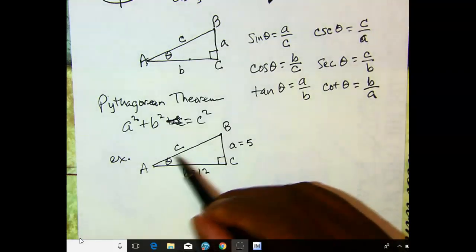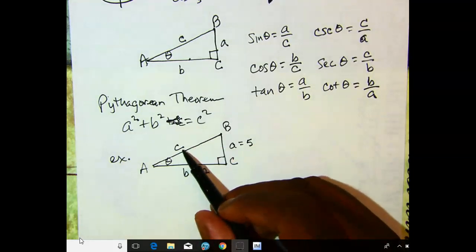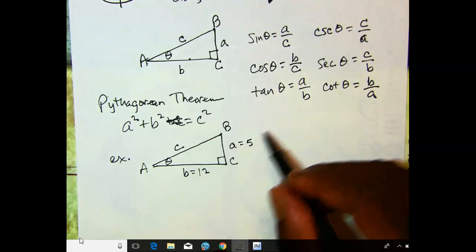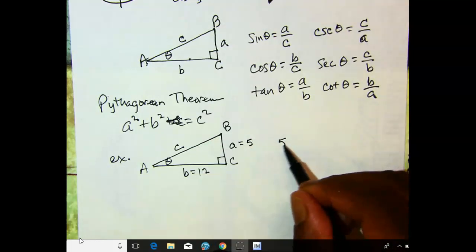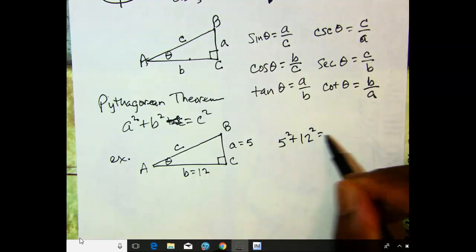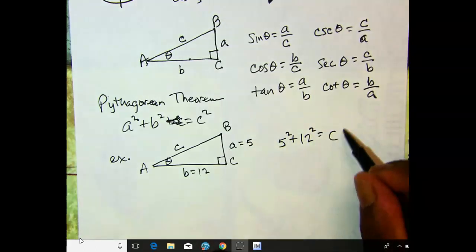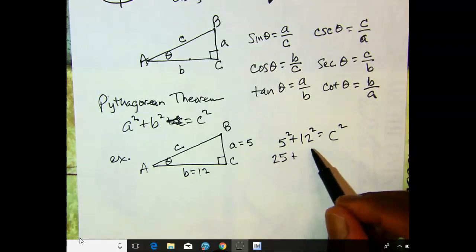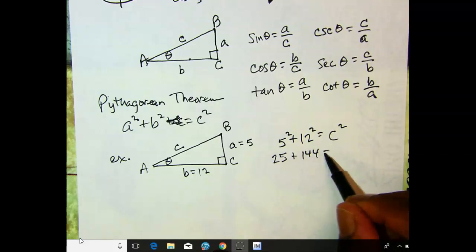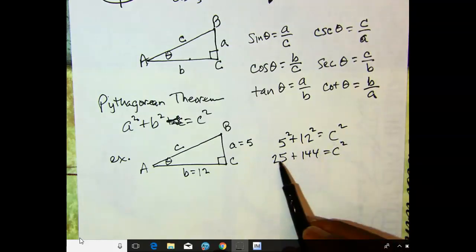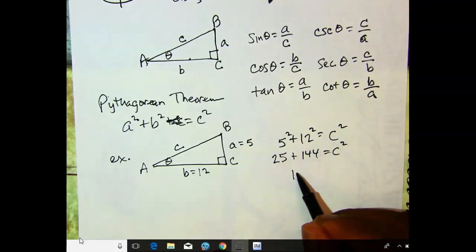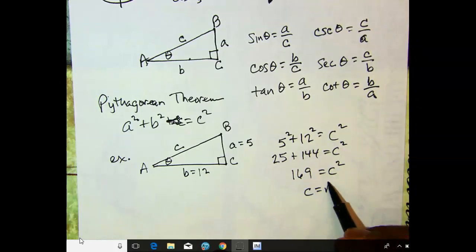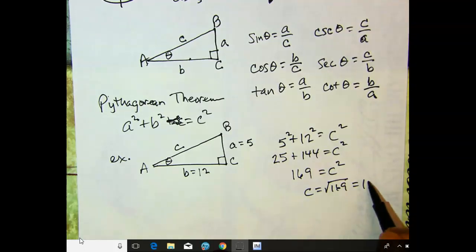Well, we can use the Pythagorean theorem to find the length of side C. So leg squared plus leg squared is equal to the square of the hypotenuse. 5 squared is 25. 12 squared is 144. 25 plus 144 is 169. So C is the square root of 169, which is 13.